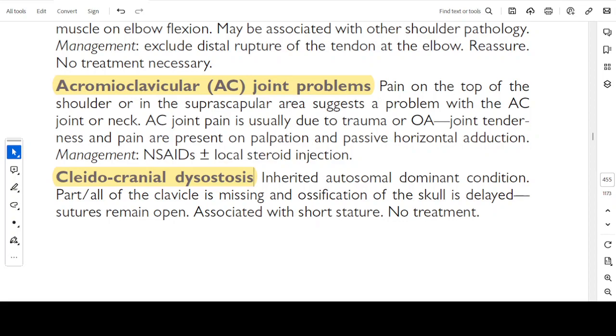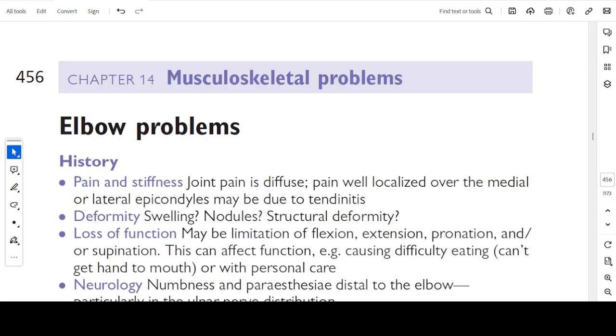Cleidocranial dysostosis. It's an inherited autosomal dominant disorder. It's a structural disorder, so it's a dominant condition. Part or all of the clavicle is missing, and ossification of the skull is delayed, so sutures remain open. Associated with short stature, and no treatment is there.